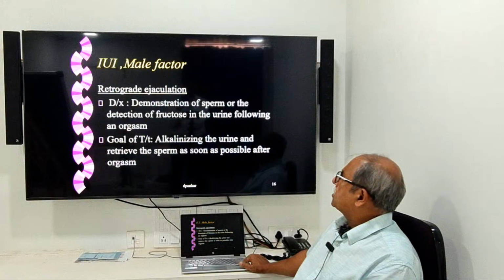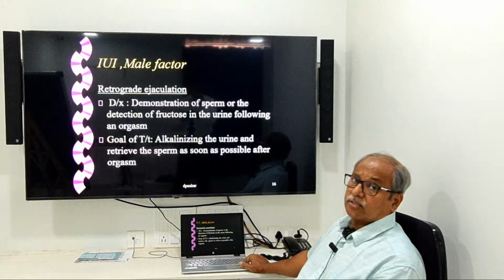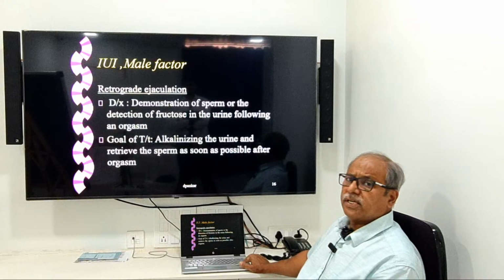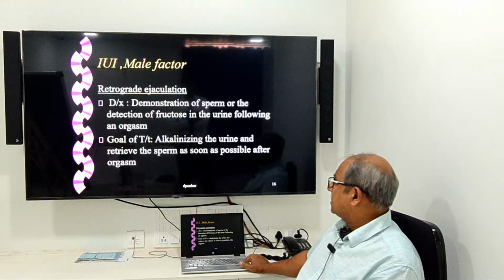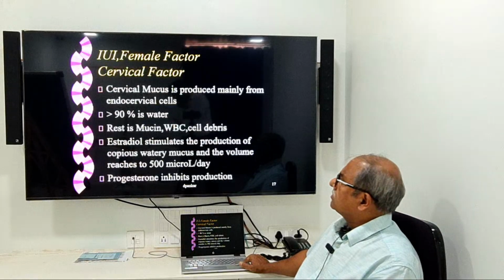For retrograde ejaculation, demonstration of sperm is done by detection of fructose in the urine following an orgasm. The goal of treatment is, if you want to get sperm from the retrograde ejaculation from the urine, better to reduce the acidity of the urine by alkalizing the urine and receive the sperm as soon as possible after orgasm.